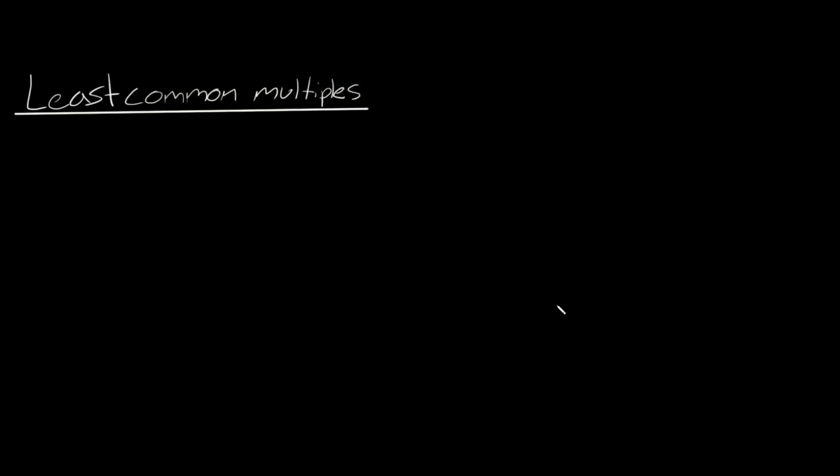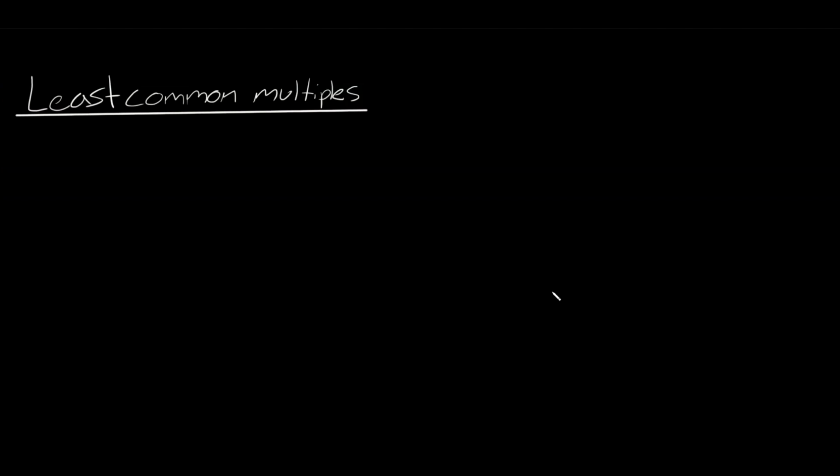In this video, I'm going to explain what a least common multiple is and how to find them. So a least common multiple, or LCM, is the smallest number that two or more numbers can divide into evenly. So you can think of it this way.